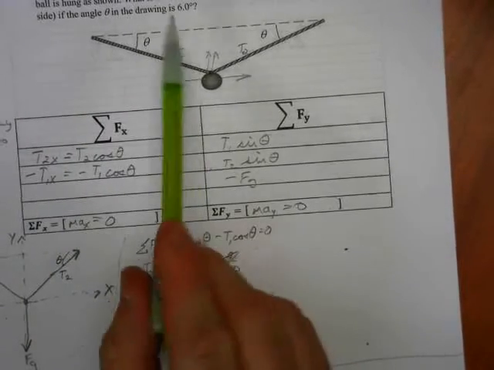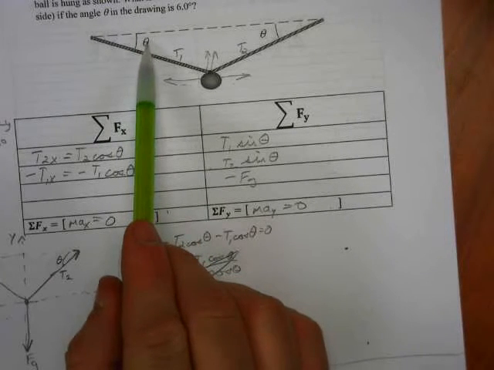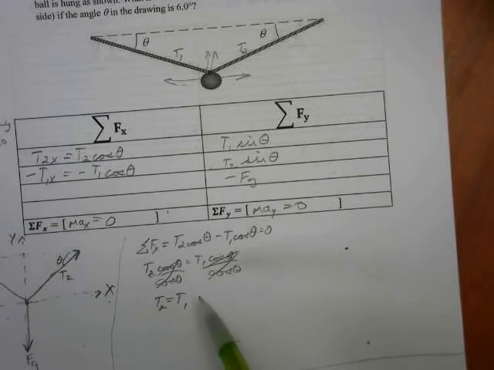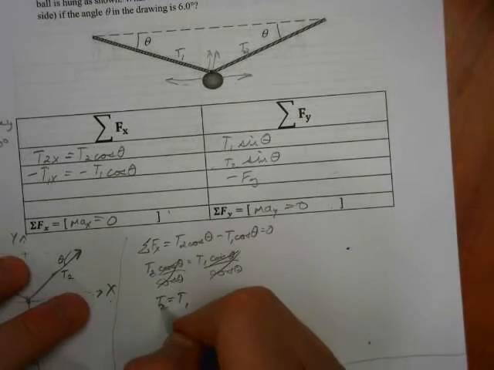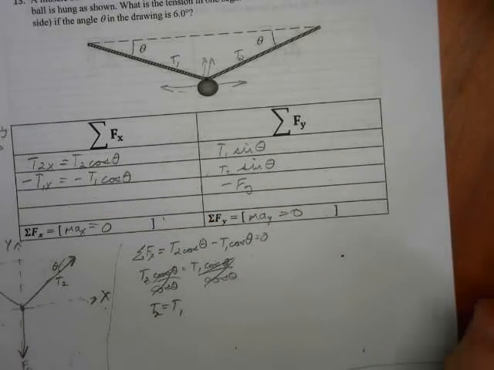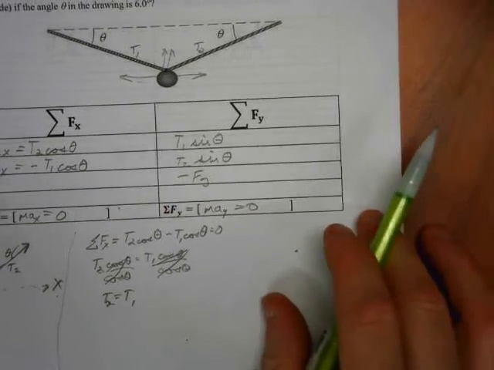what if one of these angles was not theta? What if we said one angle was a little different? Well, then you would have to come here and find out what they are. But we've proven for the same angle here, the two tensions are the same. So let's look in the y direction.